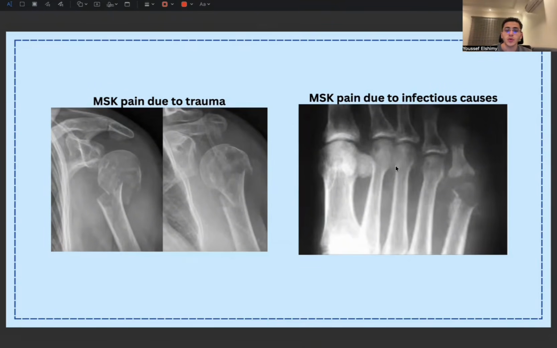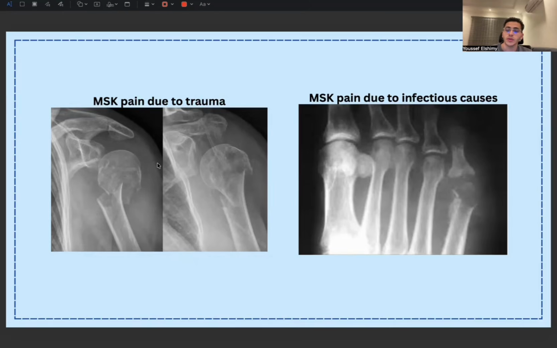Okay, so let's start with a patient who was admitted to the ER with a shoulder pain. Now, how can we confirm the diagnosis that this pain is caused by trauma? So based on history and physical examination and imaging, you can understand more about the chief complaint.